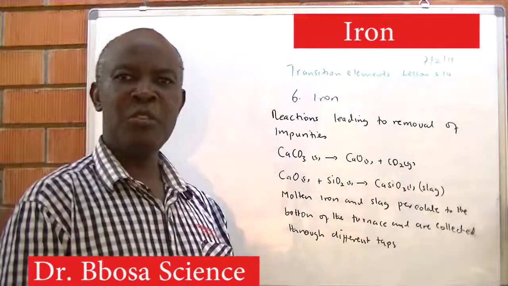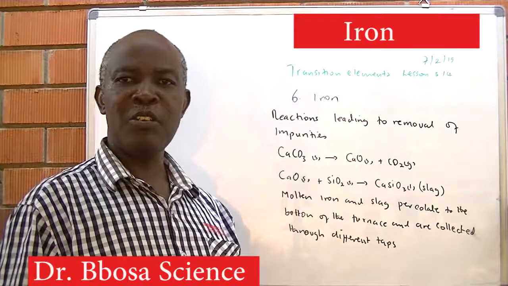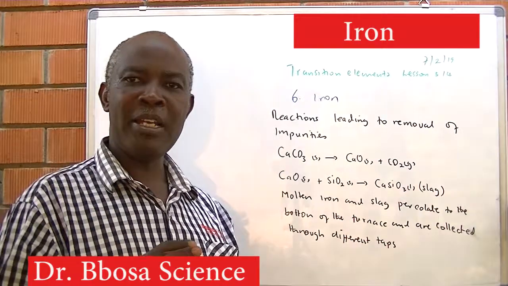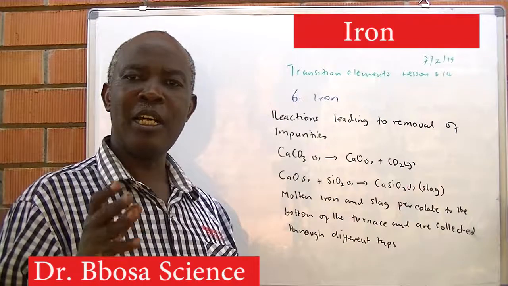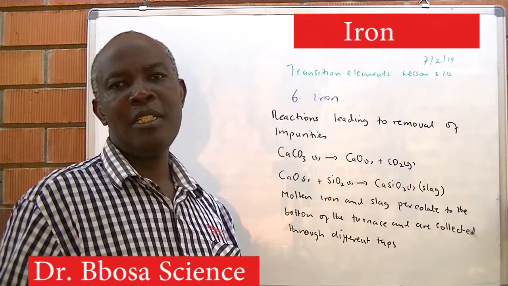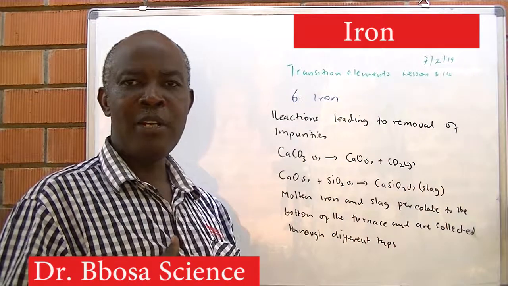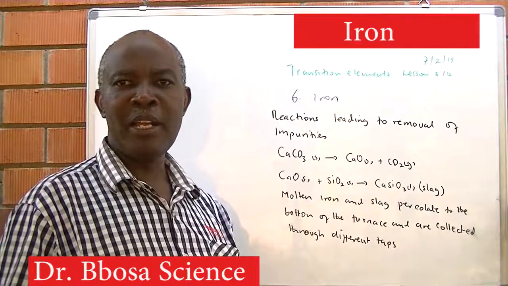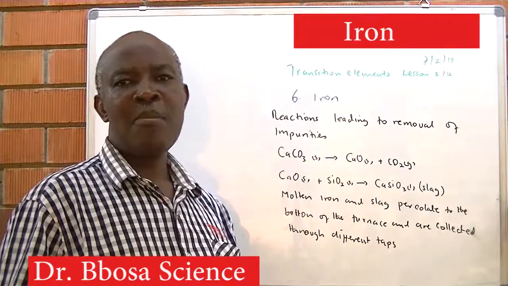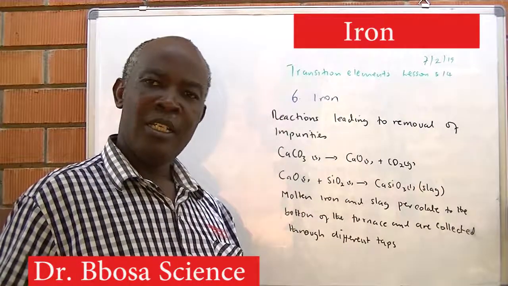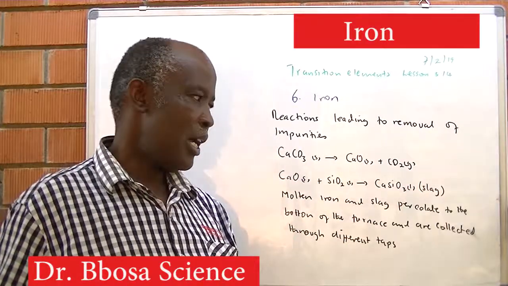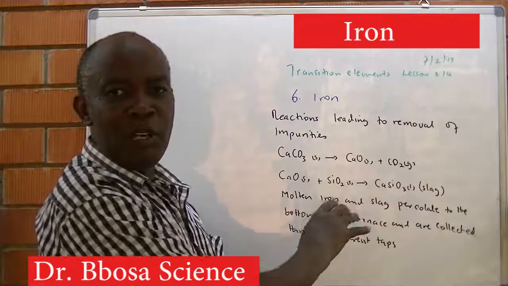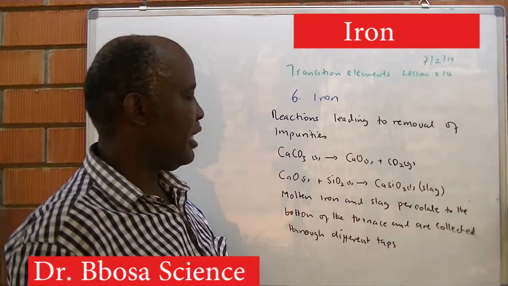The examiner expects you to know the procedure for extraction of iron from hematite. First, we said hematite, coke, and limestone are mixed in correct proportions and heated. Carbon reacts with oxygen to form carbon dioxide. Carbon dioxide is reduced by carbon to carbon monoxide. Carbon monoxide reduces iron ferric to iron. To remove impurities, calcium carbonate decomposes to calcium oxide and carbon dioxide.